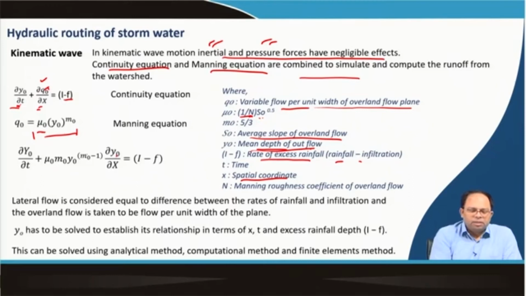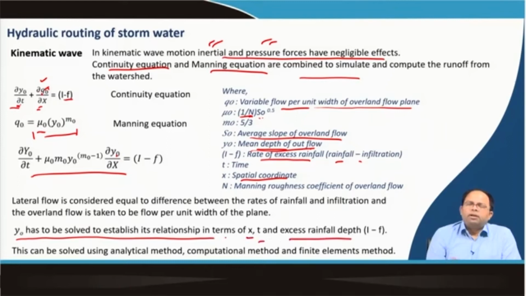So, we now have y 0, and we can replace it over here and solve this. When we solve this equation, y 0 has to be solved to establish a relationship in terms of x, t and excess rainfall depth. So, what is the excess rainfall which creates infiltration? Based on that, the relationship between x and t, time and that area, all these things could be related when we solve this equation. This can be solved using analytical methods, computational methods and the finite element method.